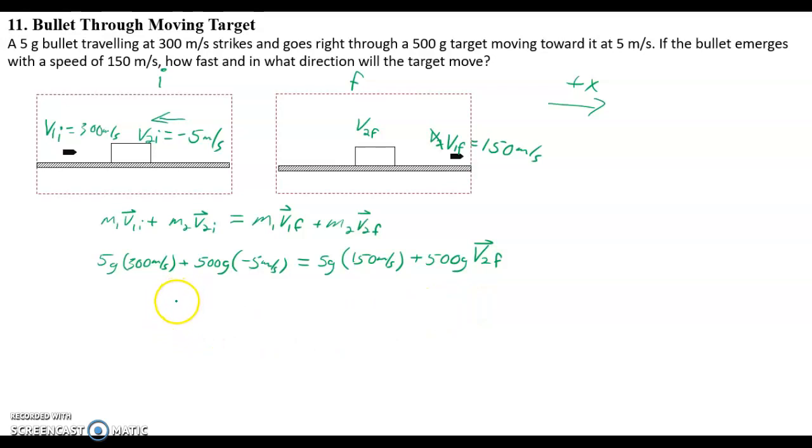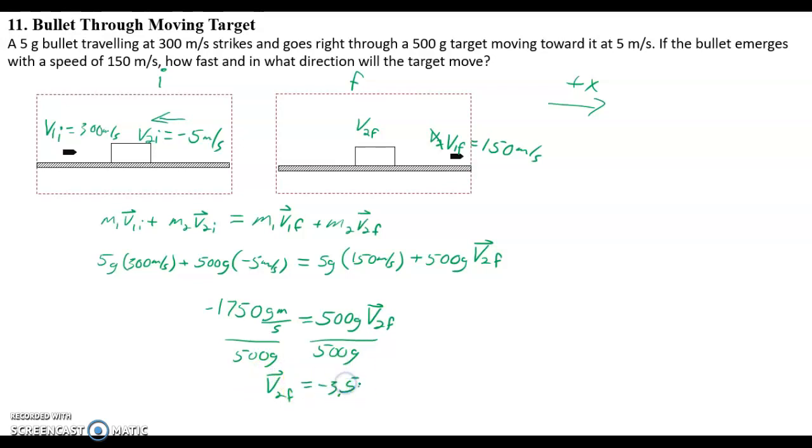And so we simplify this down, and we get -1750 gram meters per second equals 500 grams times V2F. So, did a few algebraic steps at once there, but I'm sure that you'll be able to manage to put this all into your calculator. It might take you a couple more steps, and then you can get down to this point. And you will find out that V2F is -3.5 meters per second. So the target was moving to the left at 5 meters per second, and then it slowed down, but it was still going the same direction.